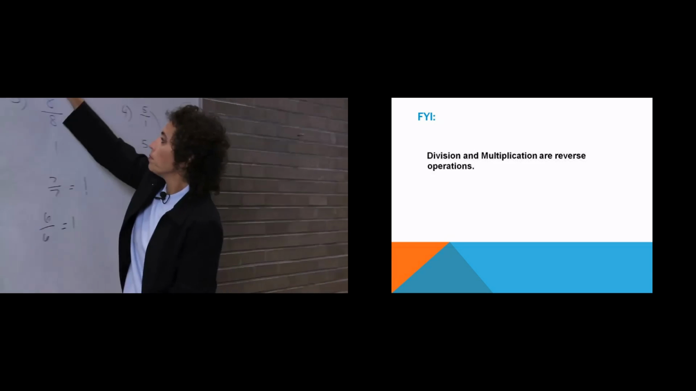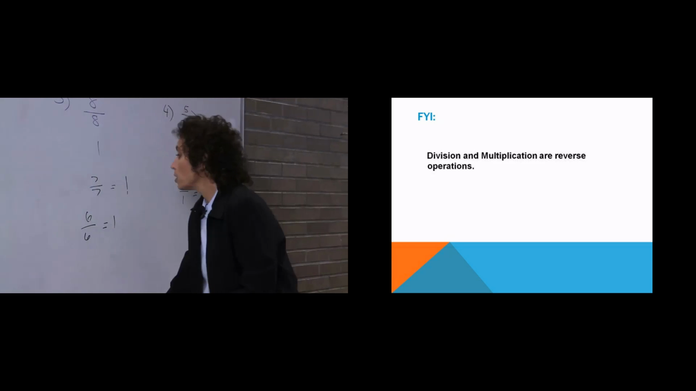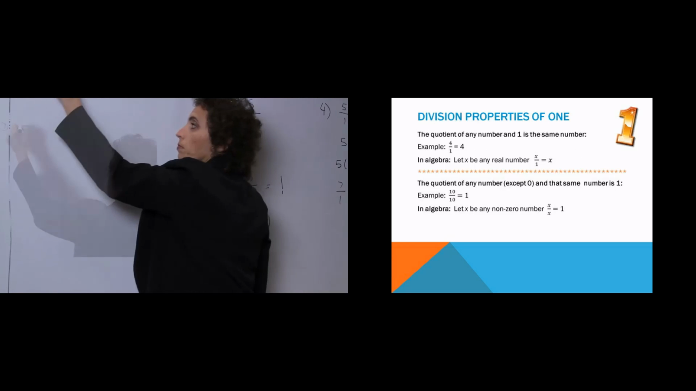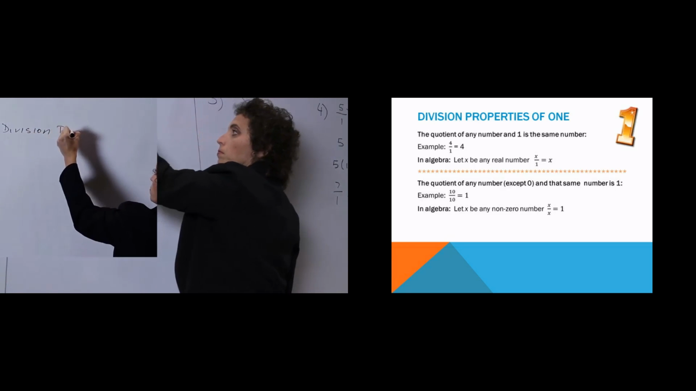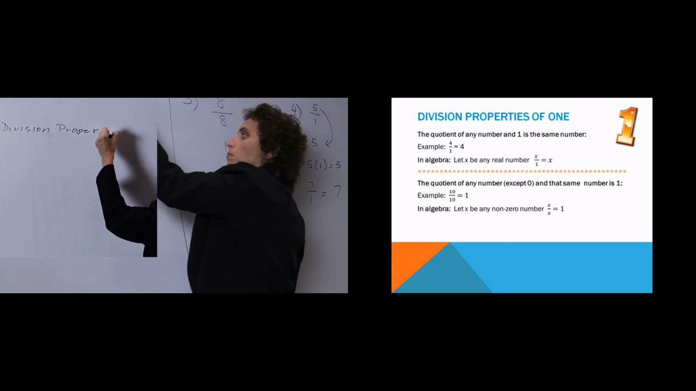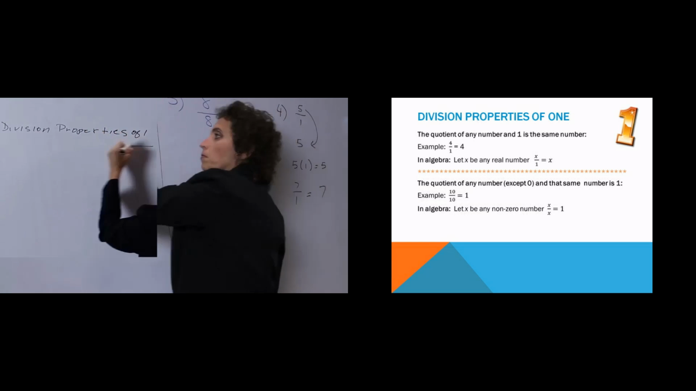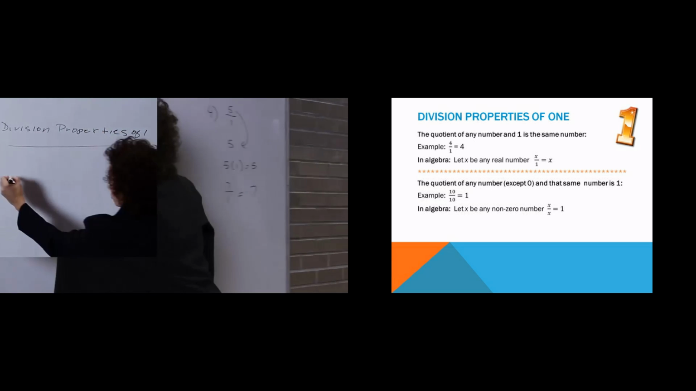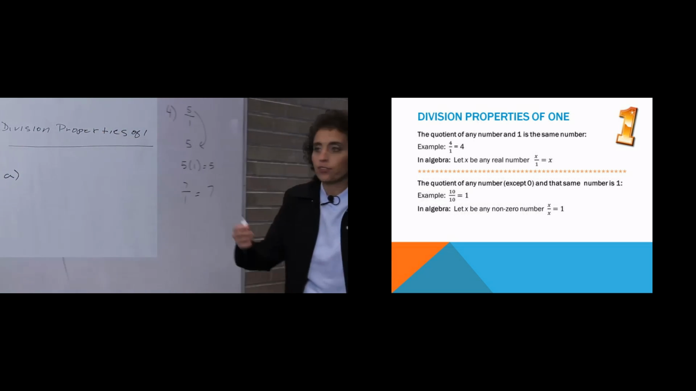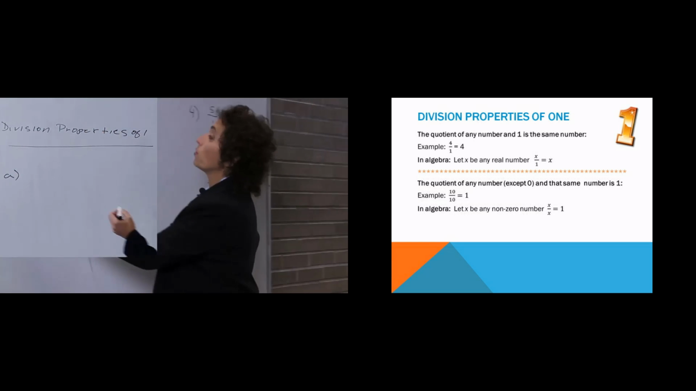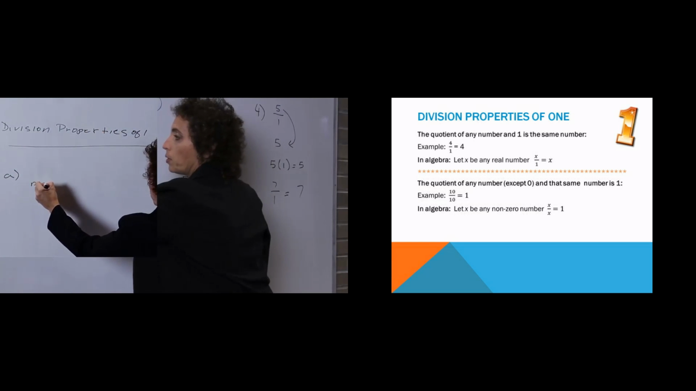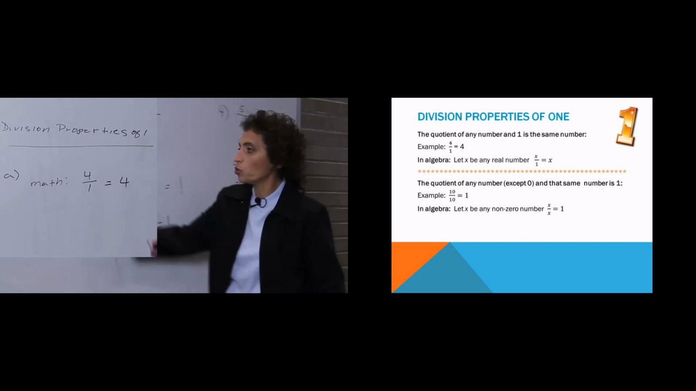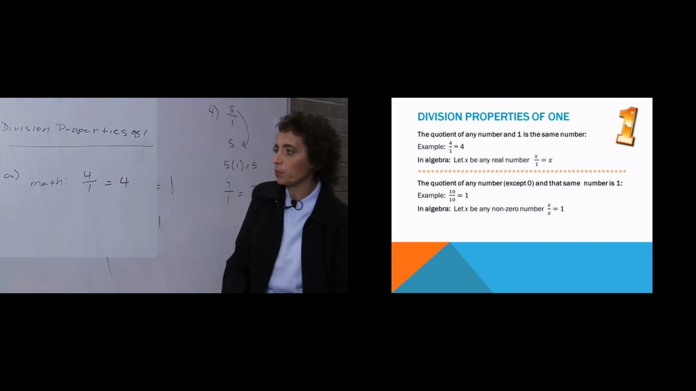Okay. So let's look at division properties of 1. Okay, the first one we want to talk about is the quotient of any number and 1 is that same number. So let's look, for example, at a math example. 4 divided by 1 equals 4. The quotient of any number and 1 is that same number.